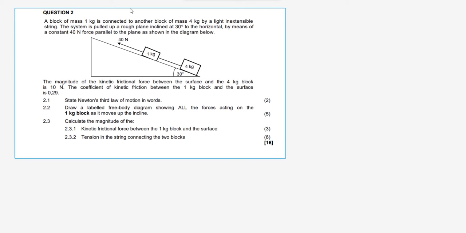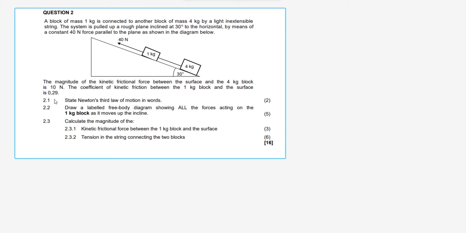So guys, every time you are attempting to solve a problem based on Newton's laws, make sure that you read the statement before attempting to answer, because critical details are stated in the statement. Like here, we are told that we have a coefficient of kinetic friction 0.29 for the 1 kg block and the frictional force for the 4 kg block. If you didn't read the statement, you would not have known this.